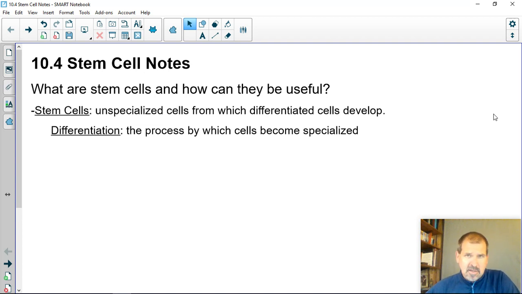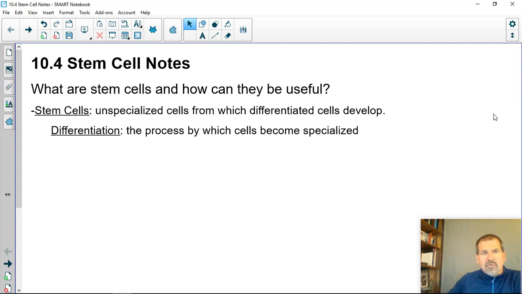Same thing with bone cells. Bone cells, when they divide and grow, are only going to divide and grow into bone cells. So they are specialized. Stem cells are cells that haven't become specialized yet. A stem cell can become any other kind of cell. Hence the term stem, like it's at the root of a stem, and that stem could branch into many different branches. That cell could become many different kinds of cells.